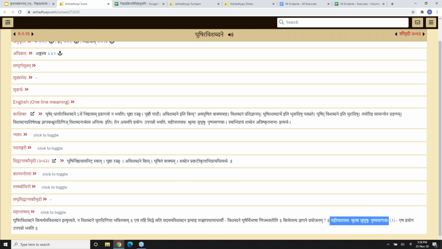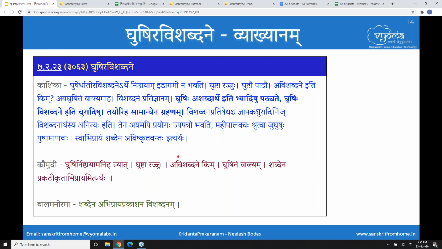Mahipalavacha shrutva jughushu pushyamanavaha. Actually, this is a typing mistake. Pushyamanavaha iti bhavet. So I don't know which place it is picked up from, but because it is quoted in Mahabhashya, it must be a piece of literature before Mahabhashya. So all your Kalidasa, Bhasa, Magha and all that are ruled out. It must be a piece before Mahabhashyam, maybe some Puranas, Mahabharata, Ramayana or some other extinct literature.